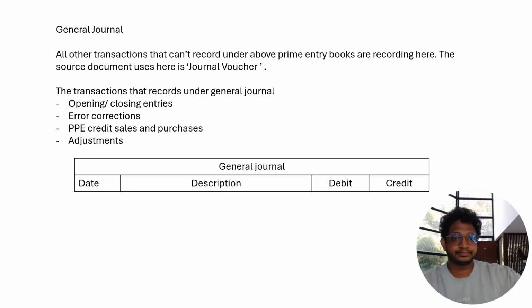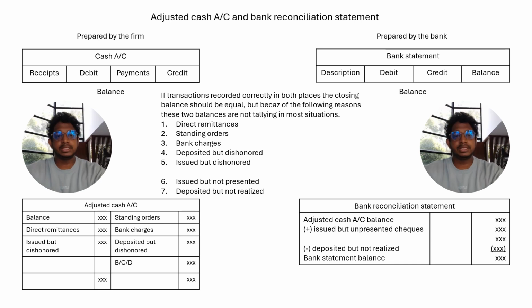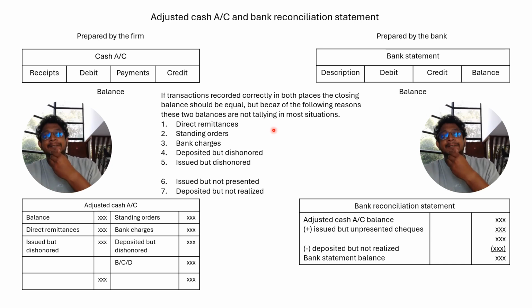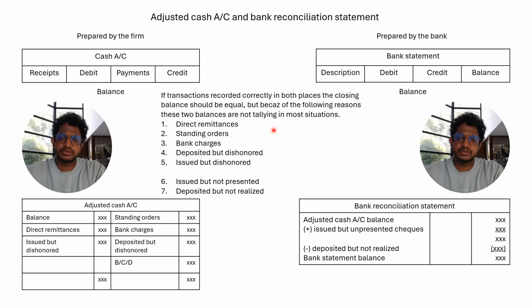Okay. And that's it for the primary books. And this is also under primary books: the adjusted cash account and the bank reconciliation statement. This subject criteria also includes the O levels as well, right?